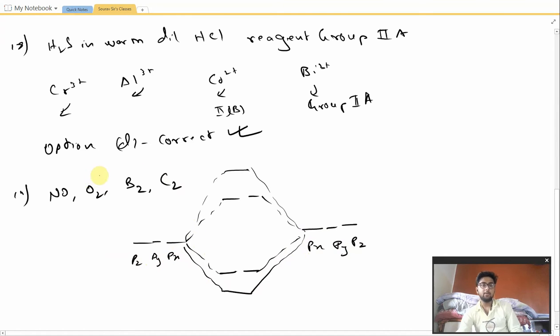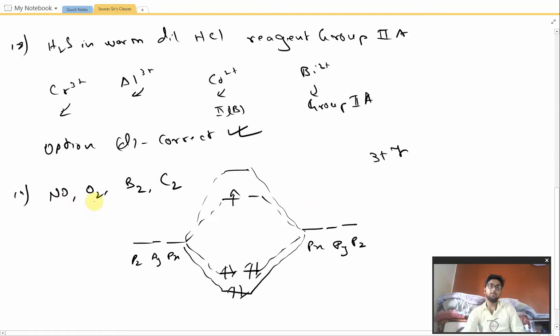Anyways, NO: the atomic number of N is 7, so 2s2p occupies 5 electrons, so 3 are there in N, and 4 of them are there in oxygen. So 3 plus 4 will be equal to 7. So 2 electrons would be over here, 2 electrons over here, and 1 electron would be over here. So this has one electron unpaired, so NO would be paramagnetic.